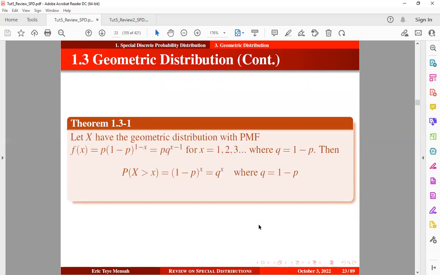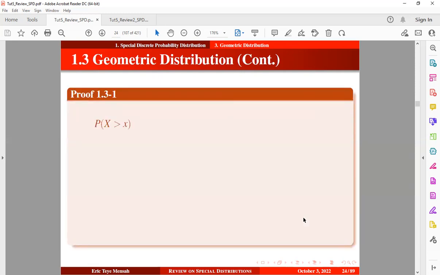So the first theorem: let x have the geometric distribution with PMF defined here. We can also define this form, x running from 1 to infinity, where q is equal to 1 minus p. Then the probability that x is greater than a particular value of x can be written in this form, 1 minus p raised to the power x, or q raised to the power x. There's a proof to this theorem, so let's take a look. Because we are in the discrete case, if x is greater than a particular value of x, then the next value will be x plus 1, and the subsequent ones will be x plus 2, x plus 3, in that order.